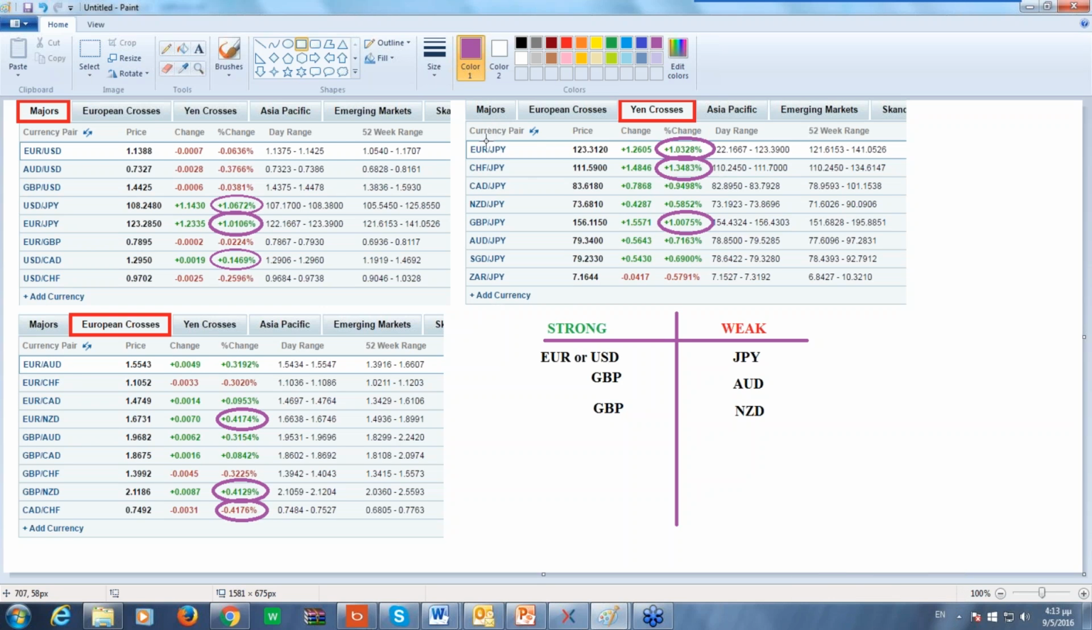So when they are all on the positive side, that gives you a hint that mostly it's on the negative side for the yen. Okay, so the yen is actually suffering some sort of weakness. So we would then categorize JPY under the weak column.